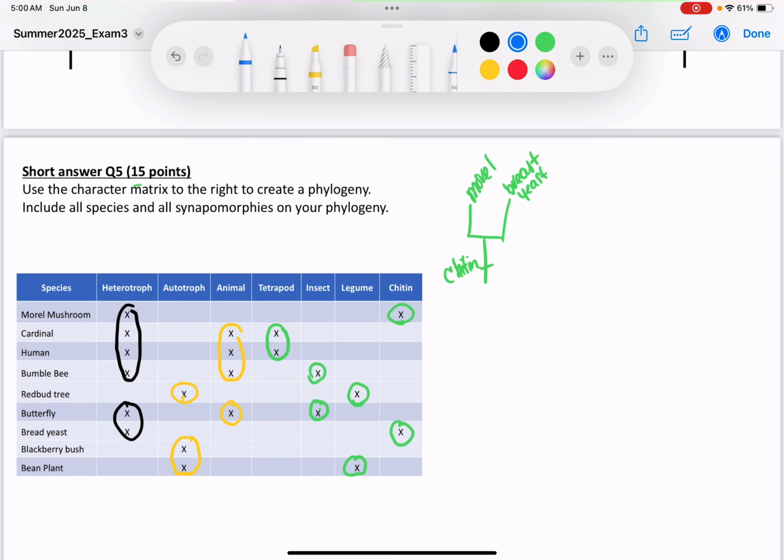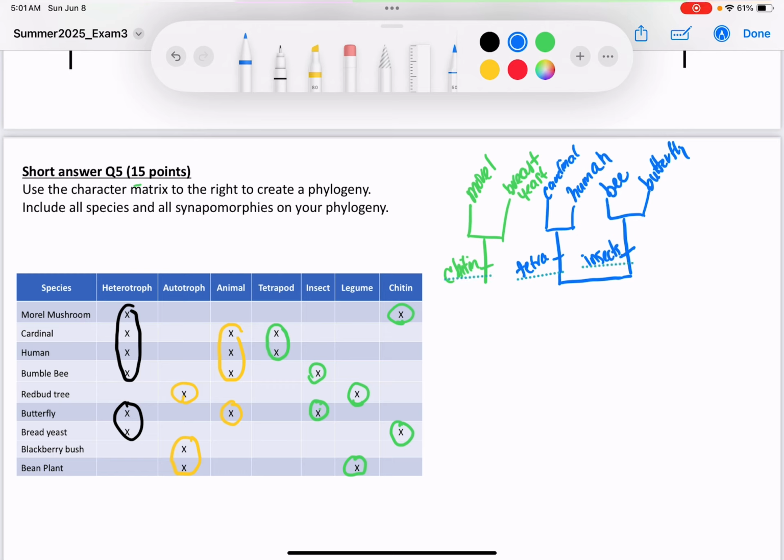So I'm going to just change color so it's easier to see. So I've got the cardinal and the human are both tetrapods, right? And then the other animals were the bee and the butterfly, and they were more closely related to each other here too. So the bee and the butterfly are both insects.